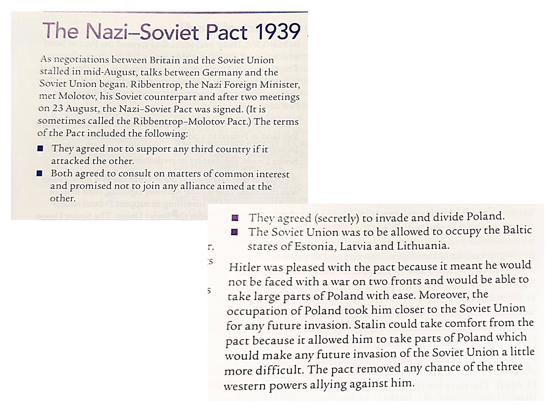Stalin liked it because it allowed him to take parts of Poland, which would make a future invasion of the Soviet Union a little more difficult, and the pact removed any chance of 3 Western powers allying against them. So they both liked it because they knew that together they were stronger against Britain, France, and what were the other ones to be thinking of? Maybe the USA? I don't know.